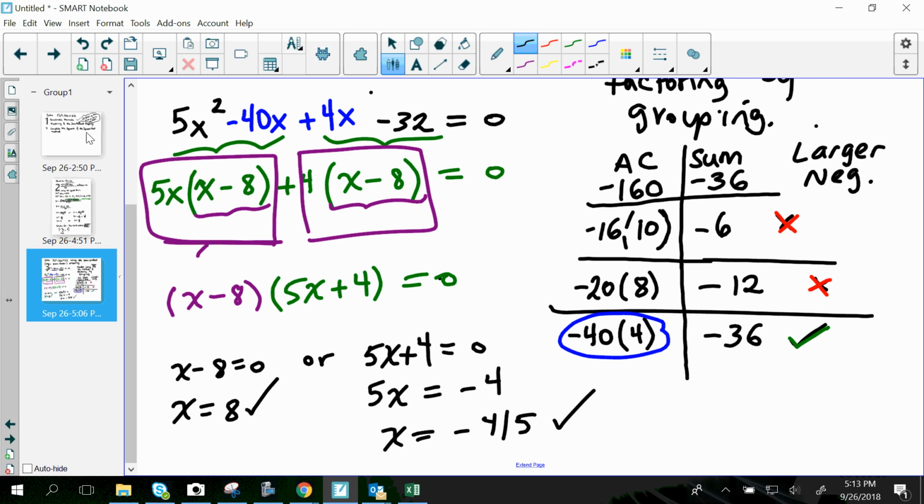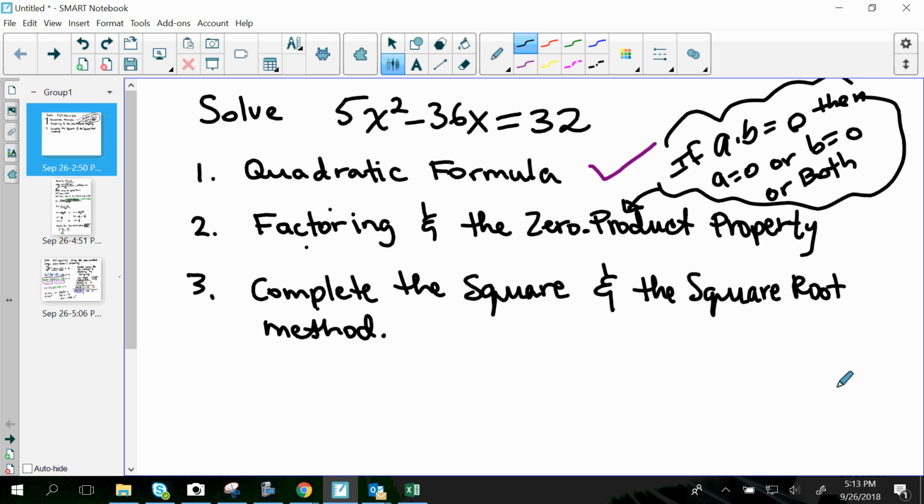All right, so now we have completed the second step here using factoring and the zero product property, and we will go on to step 3, completing the square and the square root method.